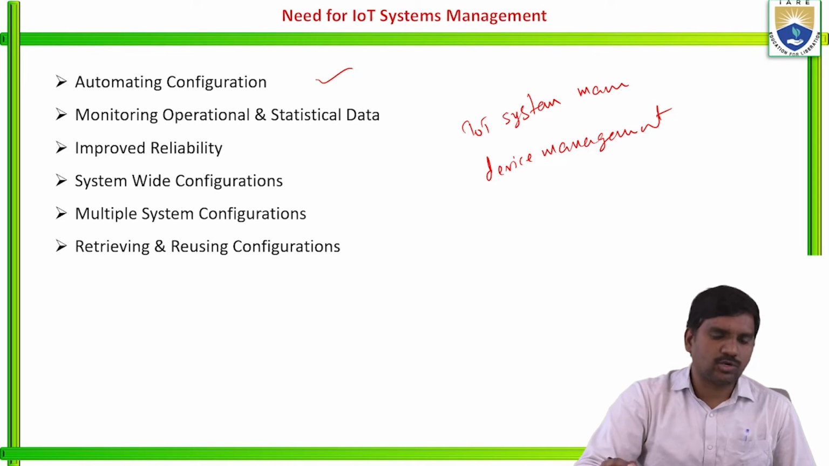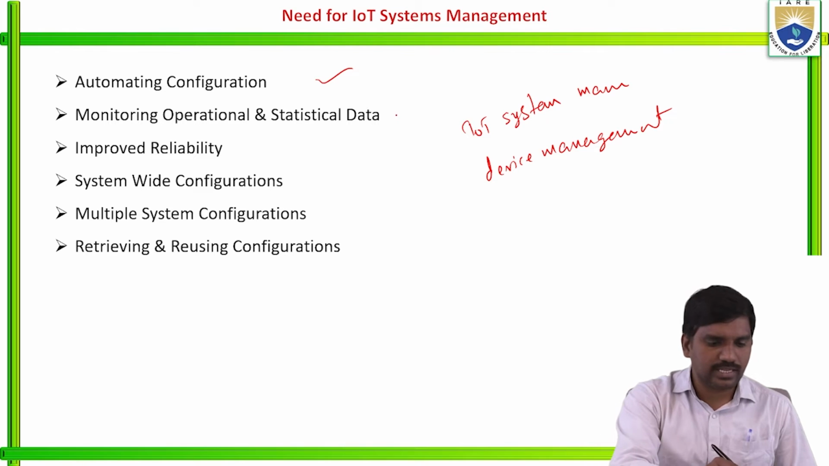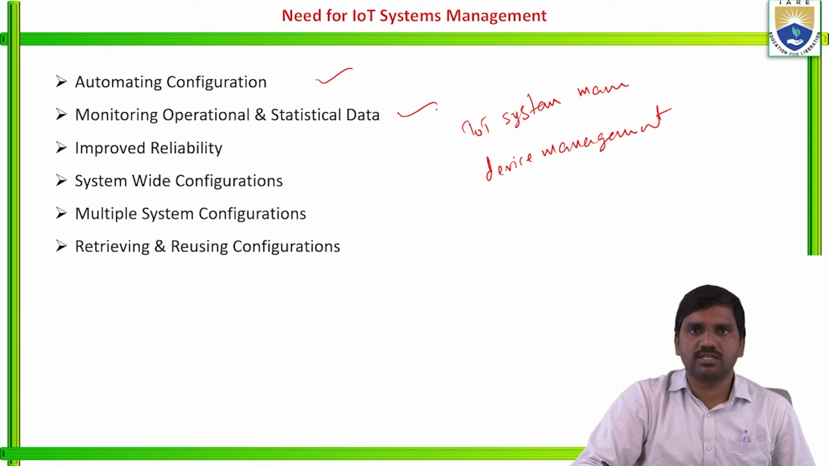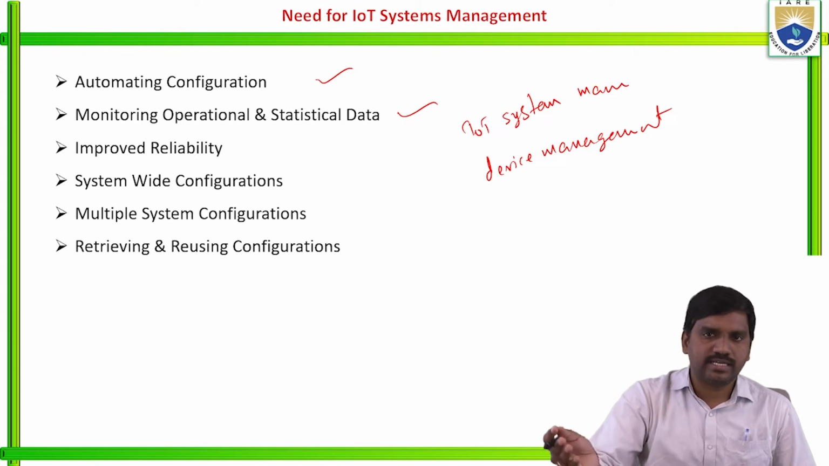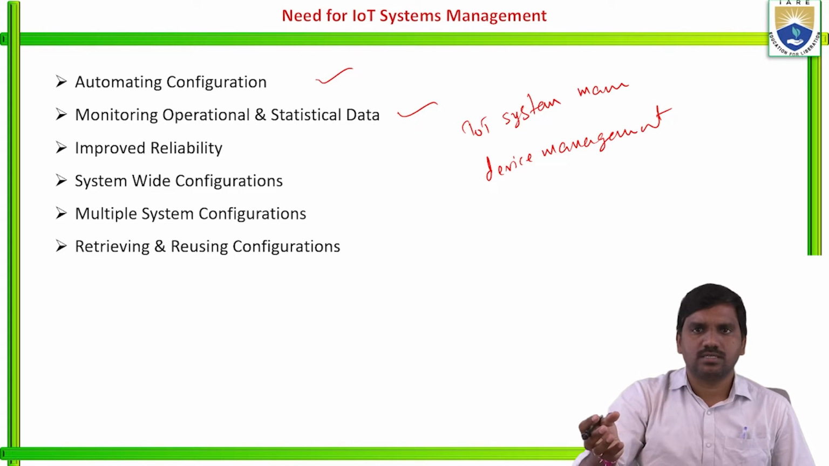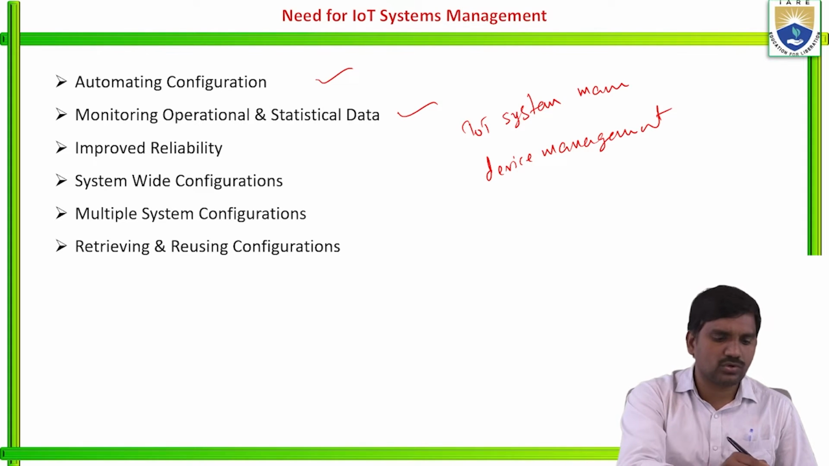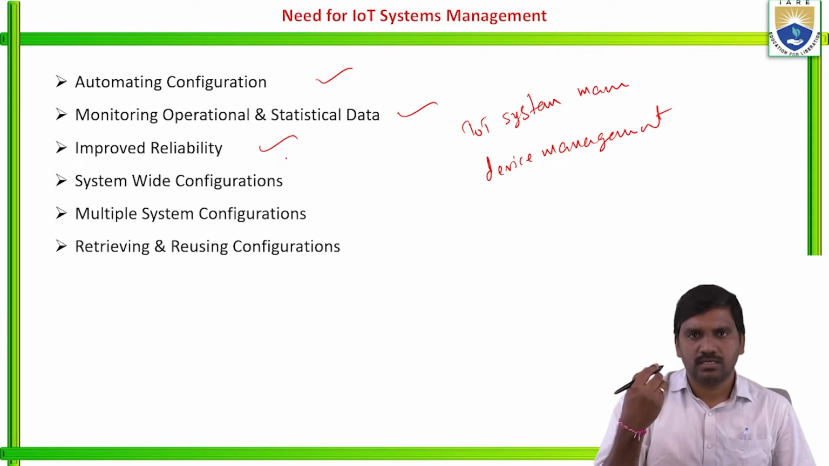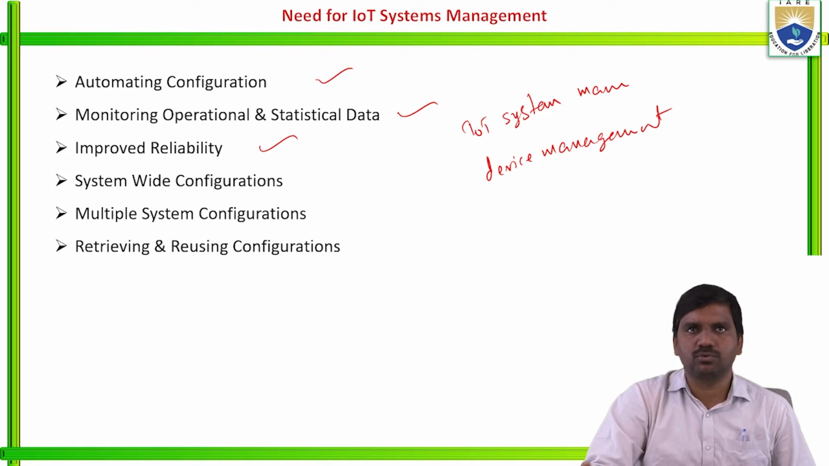So here, automating configuration. Next, monitoring operational and statistical data. It can monitor the entire work involved through the IoT device, then automatically process the data. After processing, it can analyze, that is, in terms of statistical mode. Next, improve reliability. Based upon the practical conditions, it can improve the reliability of the system.